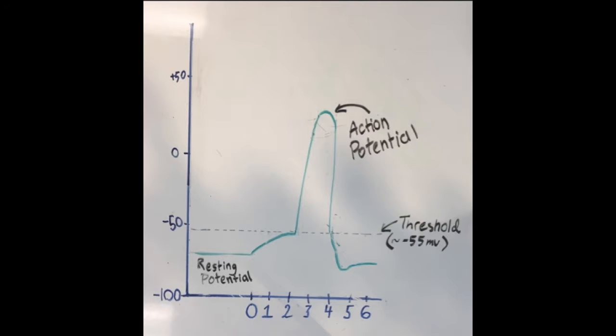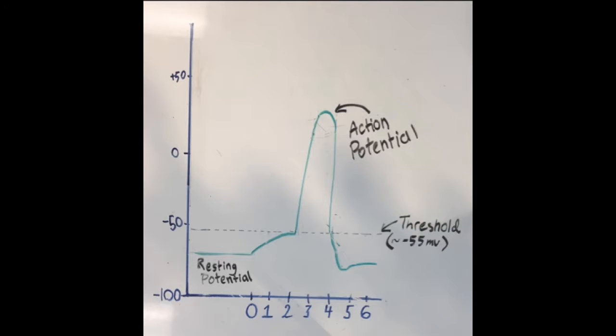Then the graph curves and it begins to fall back down as most of the sodium channels are rendered inactive, which stops the inward flow of the sodium. Here the potassium channels begin opening, which causes potassium to flow out of the axon. This causes hyperpolarization, and the inside of the axon becomes more and more negative.